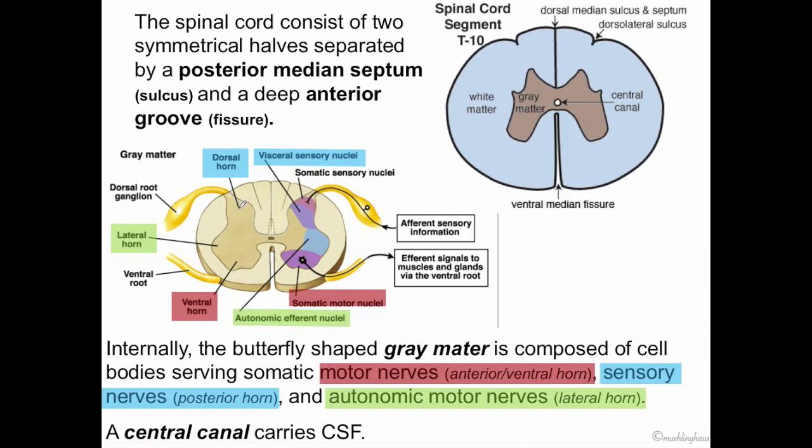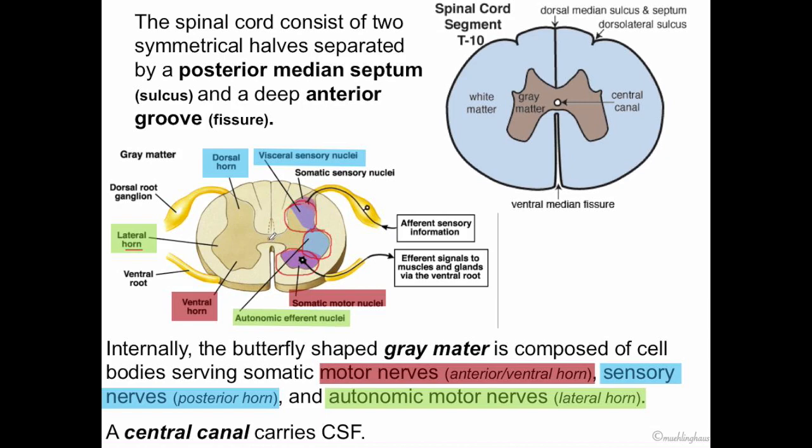But that butterfly shape, we can group those nerve bodies into a section that's on the posterior side, or dorsal. Neurology often uses that old word dorsal. We have a lateral side, or a lateral horn. See, they call these horns. And then we have one that's in the front, that's ventral or anterior. And the nuclei in those areas are specific. In the back, we have sensory nuclei. On the side, in the lateral horn, we have autonomic nuclei. And in the front part, we have the somatic motor nuclei.